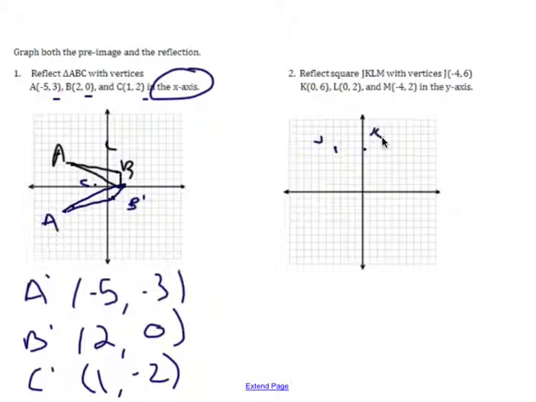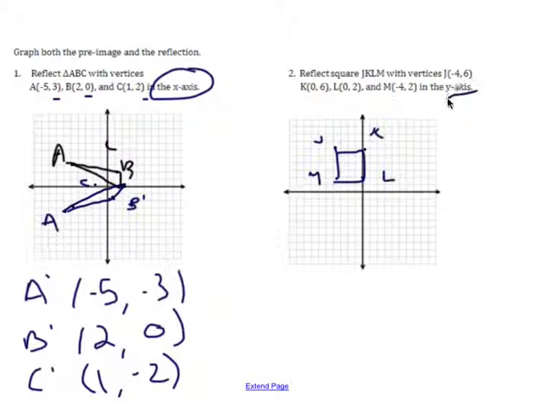And then M is -4, so we're going left 1, 2, 3, 4, and up 2, 1, 2, which is there for M. And then L, I apparently didn't feel the need to graph, is 0, 2, which is right there. So this is JKLM. So now we need to find the image.